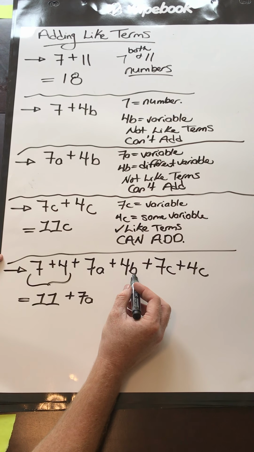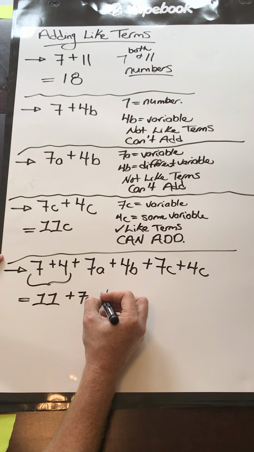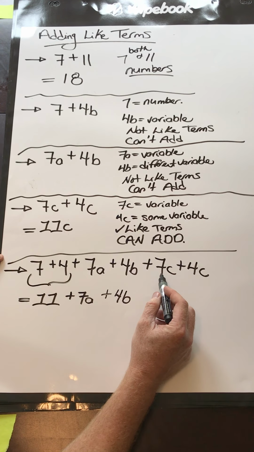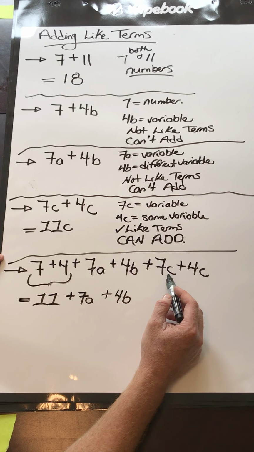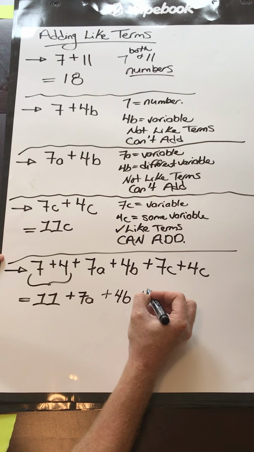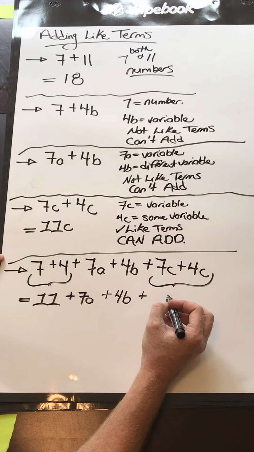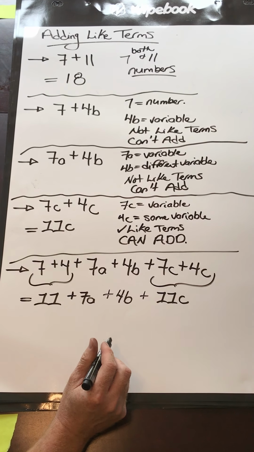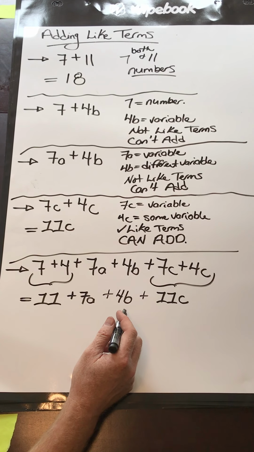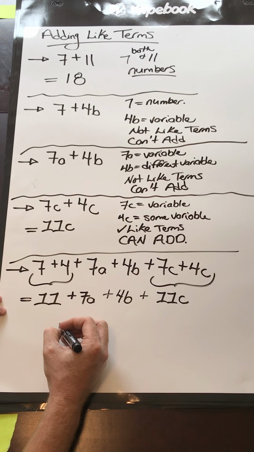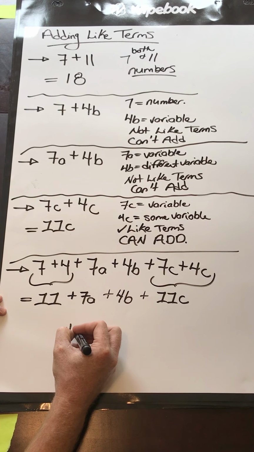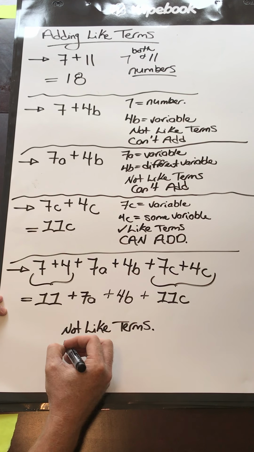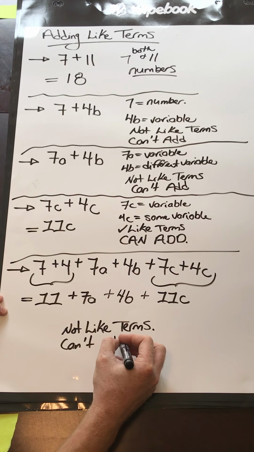Do I have anything with a variable b on it? No, I don't. So I cannot add anything to 4b. Do I have anything with c on it? Yes, I do. I have 7c and I have 4c. So I can add these two terms because they are like terms, and that is equal to 11c. But I cannot add anything further because now I have not like terms. Can't add further.